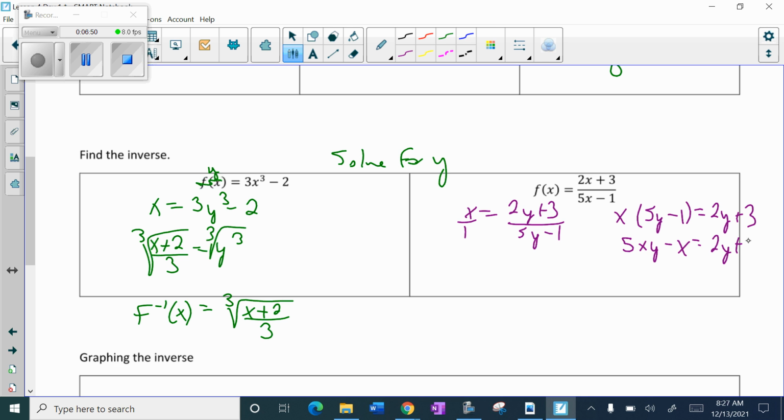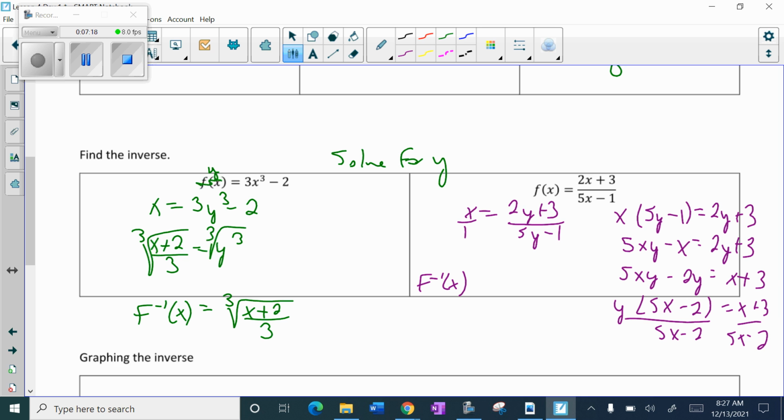And we've had problems like these before, so we want to group, because we're solving for y, so we want to group the y's together and everything else on the other side. So in this case, it's going to look like this, and we're doing that so we can factor out the y. So when we do that, I have 5x minus 2 equals x plus 3, and then I'm just going to divide everything that I don't want. So my final answer, I'll write it over here, is x plus 3 over 5x minus 2.